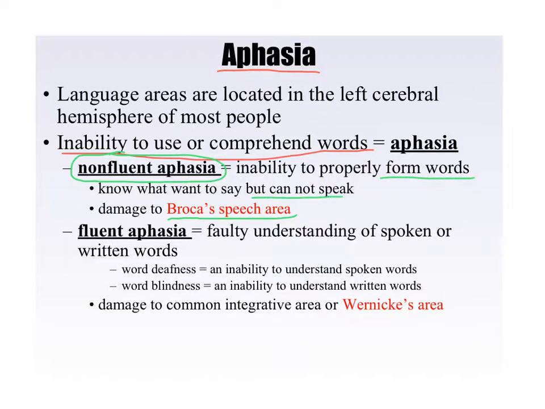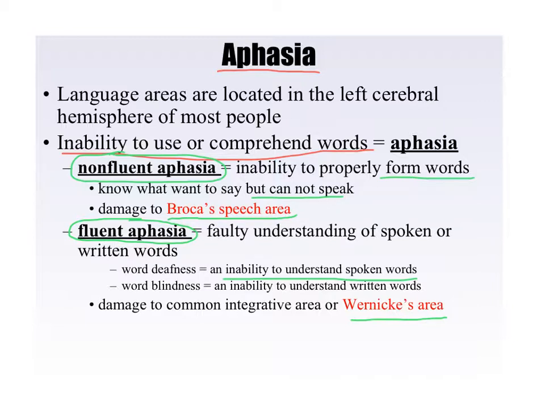And that's non-fluent aphasia. Now the other one is fluent aphasia. That's when your Broca's area is just fine, but your Wernicke's area has been damaged. And now you have an inability to understand spoken words. So you can produce speech, you can talk, you just don't understand what they're saying when they talk back to you.